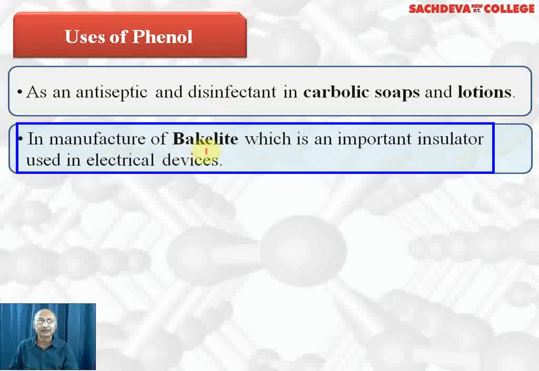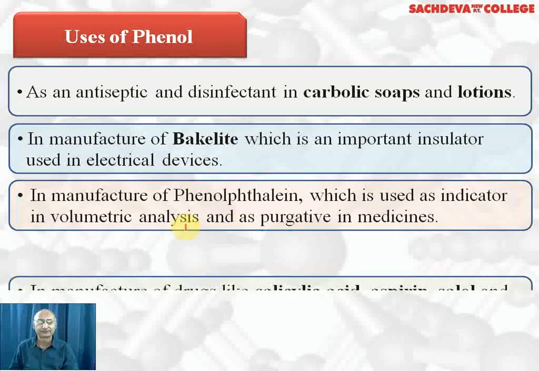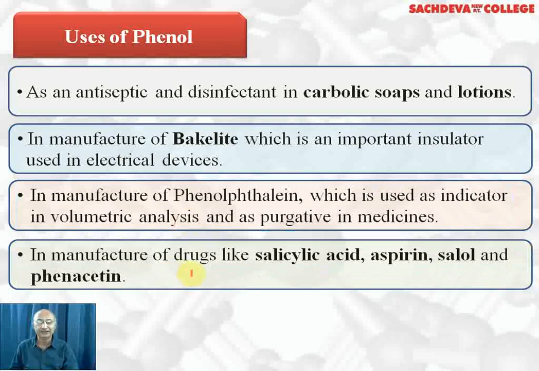It is used for manufacture of bakelite, which is an important insulator used in electrical devices. Bakelite is used in making electrical switches and switchboards. It is used in manufacture of phenolphthalein, which is used as an indicator in volumetric analysis and as a purgative in medicines. In manufacture of drugs like salicylic acid, aspirin, Salol, and phenacetin.